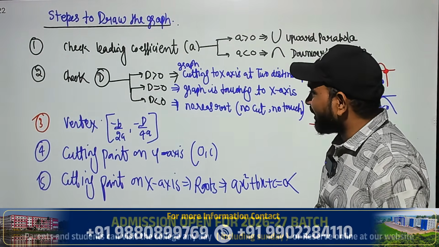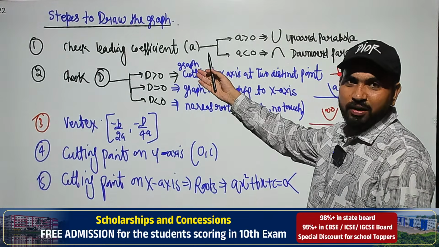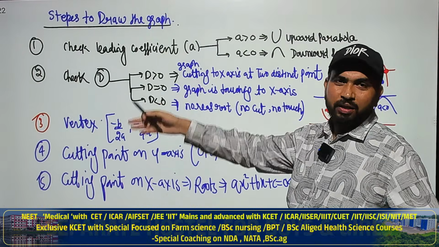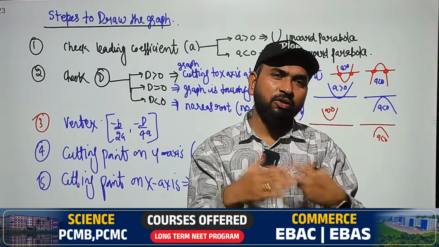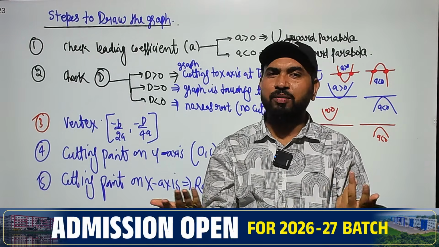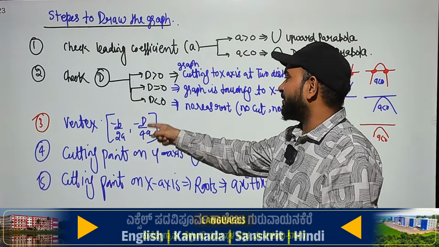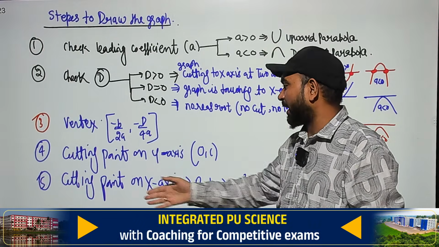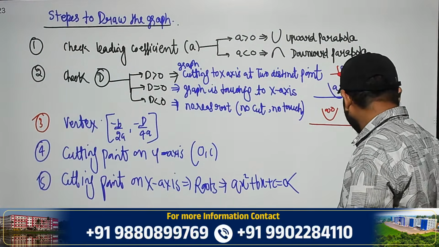So this is the scenario, how to draw the graph. First point: check the leading coefficient. If A is positive, upward; if A is negative, downward. D positive means cutting at 2 points. D 0 means touching. D negative means no touch, no cut. Vertex is minus b by 2a, minus d by 4a. Cutting point on the y-axis is (0, c). Cutting point on the x-axis means roots, so find the roots. Now I will draw the graph.